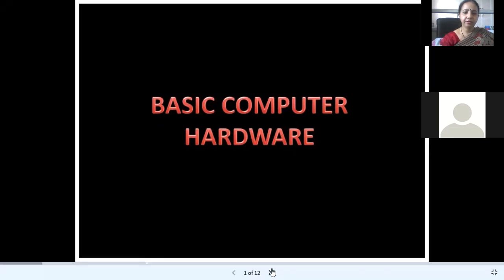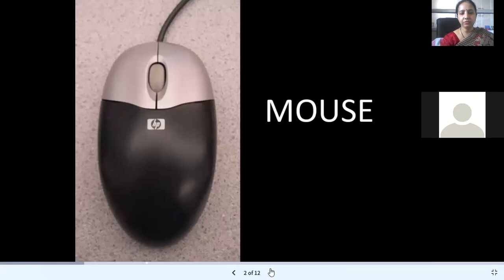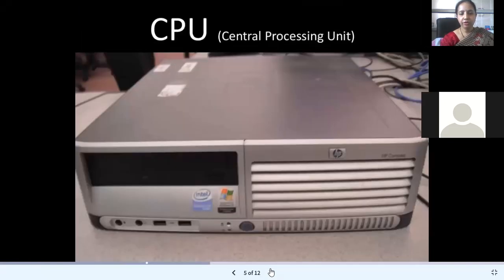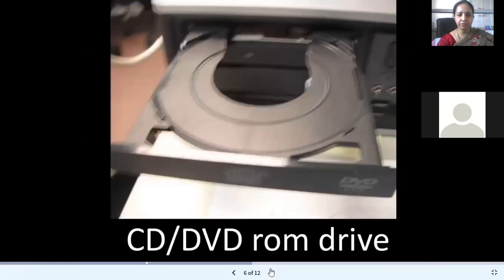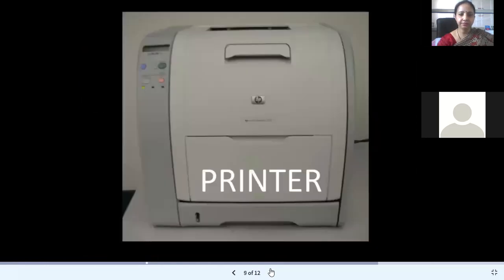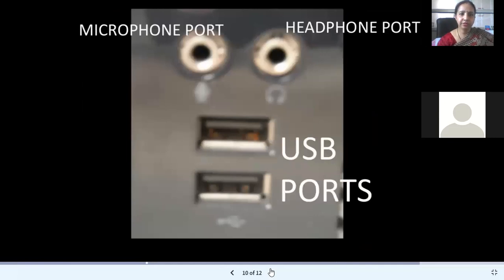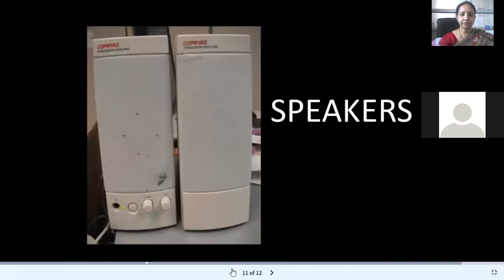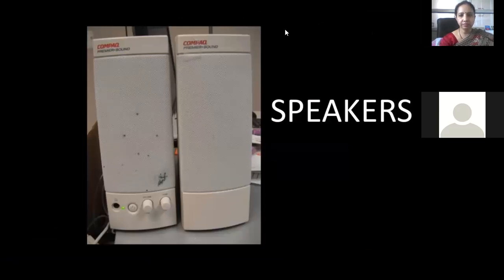You all know it's on your screens: mouse, keyboard, monitor, CPU. Do we need to explain all these things, or a one line question can be more than sufficient, and you can write a one line answer. So it's quite a simple chapter: CPU, then CD, DVD, ROM, digital cameras, scanners, printers, USB ports, headphone port. These are all hardware. Speakers are there. Headphones with microphones can be part of your system, right? These are some of the hardware which you need to explain for 1 mark or 2 marks, or the examiner can ask you any two hardware, and you can explain that, right?